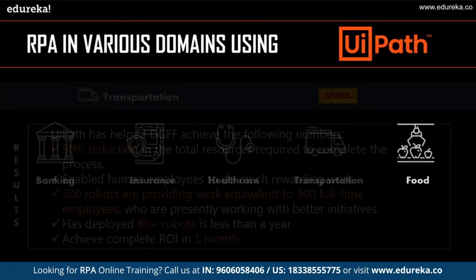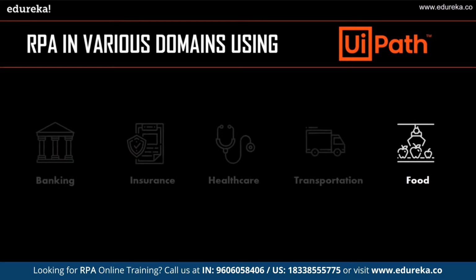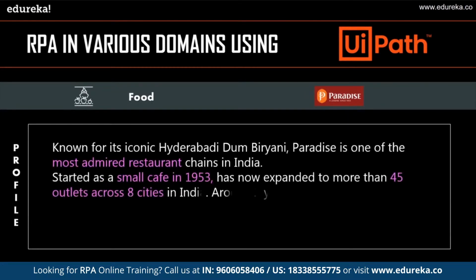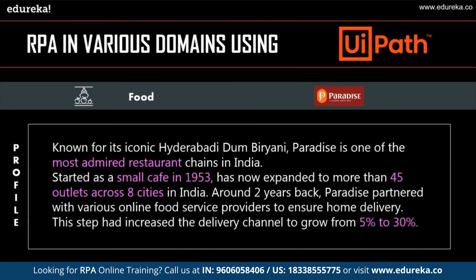Now let's move on with the final domain in the UiPath section, that is RPA in the food industry. I'm sure all of you have heard of Paradise, right? It's known for its iconic Hyderabadi dum biryani. Being one of the most admired restaurant chains in India, it started as a small cafe in 1953 and now has expanded to more than 45 outlets across 8 cities in India. Around 2 years back, Paradise partnered with various online food service providers to ensure home delivery, and this step has increased the delivery channel share from 5% to 30%.